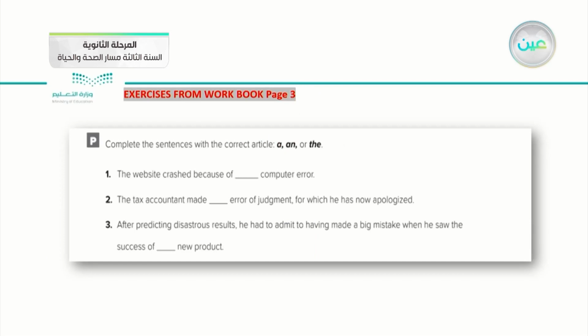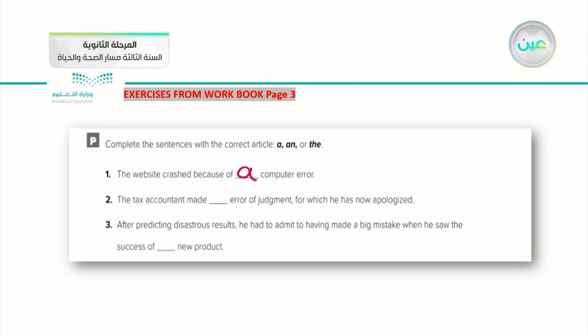Okay, now let's go. According to the form, meaning, and function grammar, apply it through these questions. You have a space, and you should complete the exercises with the article a, an, or the. Let us see number 1. The website crashed because of space computer error. What do you think? This is the first time I mentioned computer. So the suitable article with it is a.